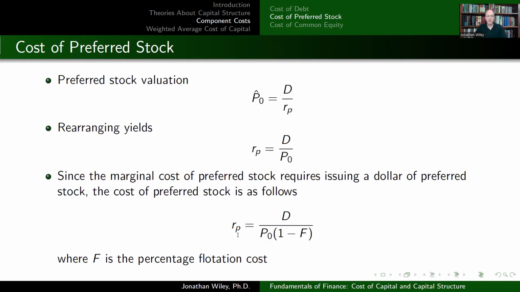So ultimately, what that boils down to is if you're a company and you're selling stock, you want to try to minimize the flotation costs because that just eats up how much money you actually receive. But this would be one way I could calculate the required return for a dollar of preferred stock.